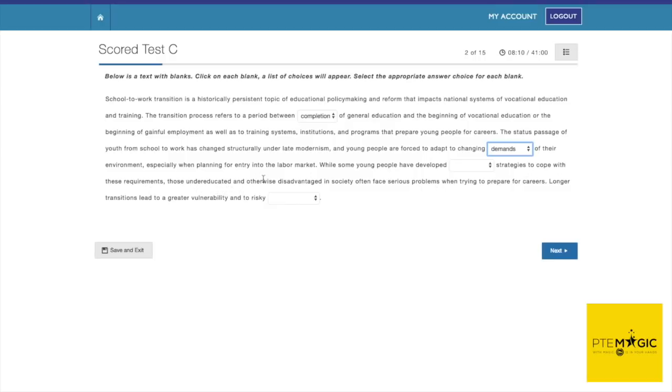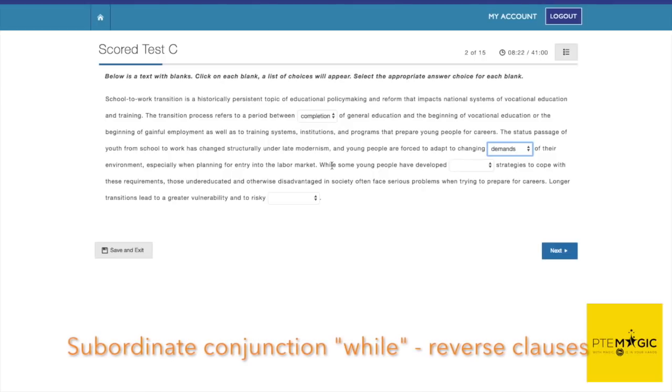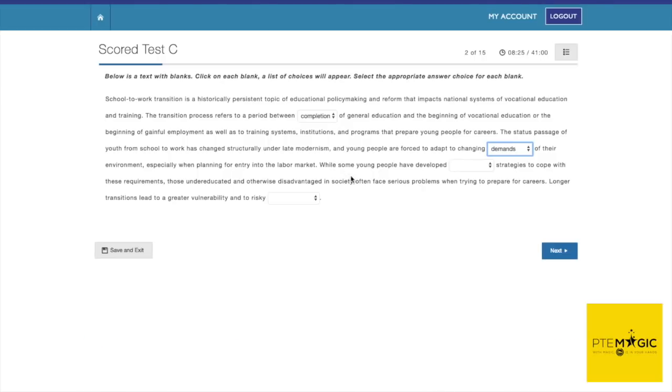Those undereducated and otherwise disadvantaged in society often face serious problems when trying to prepare for careers. It says while, something. And the second part is pretty negative. So I'd guess it should be something good before, have developed good strategies. Okay, unsuccessful, successful, unknown, and known. I'll choose successful because even though they have really successful, good strategies, there's still some problems out there.